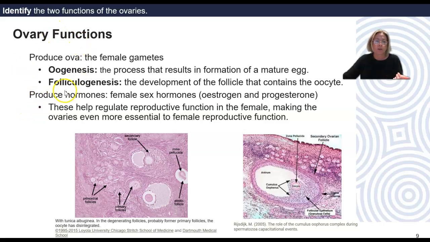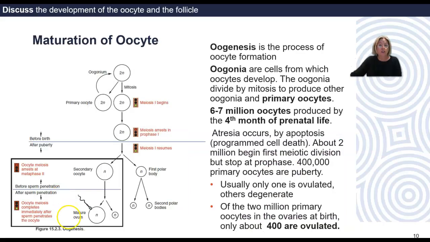Now, the ovary also functions to produce hormones. So these female sex hormones, especially estrogens and progesterone. And these hormones help to regulate reproductive function in the female, making the ovaries even more essential to female reproductive function. Now down here you can just see some high power microscopy looking at the different stages of these follicles inside the ovaries. And again, we're going to talk about all of this as we move through and what they all mean.